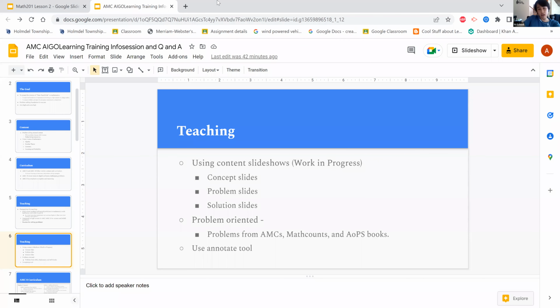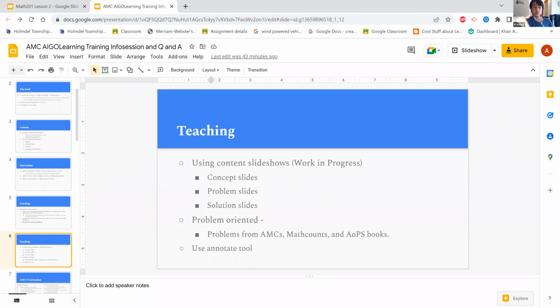And then right after the content slides, we have some problem slides, which will cover problems related to that concept of varying difficulty, taken from the AMCs, MATHCOUNTS, and other competitions. And after, we have solution slides, which will cover the solutions to those problems. And once again, to reiterate, it is very problem oriented. So if you are teaching this, then the focus will be on the problems themselves. Concepts are important, but the main thing is you focus on the problems and devote most of the time to the problems.